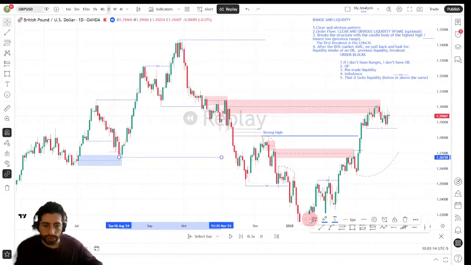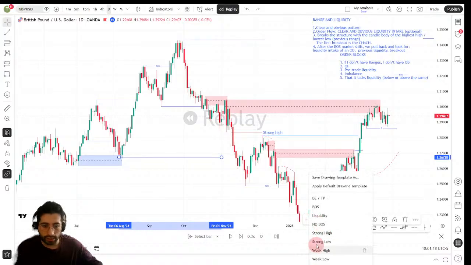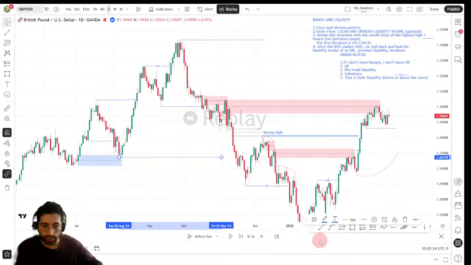And this is what we're actually doing today. We're analyzing why the price is reacting and the reason why it is doing it, right? Boom, boom, boom. Strong low.